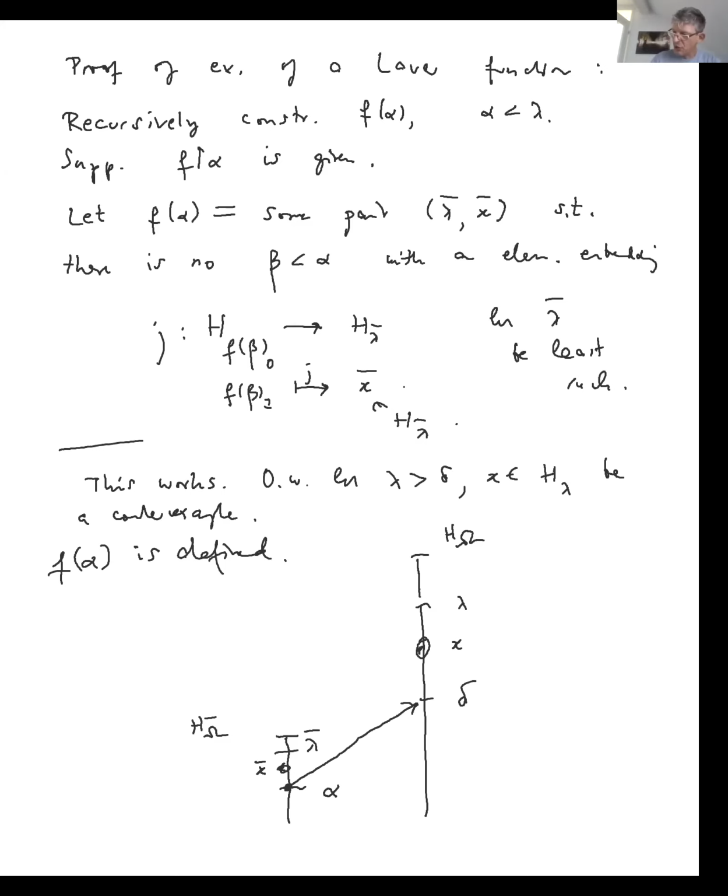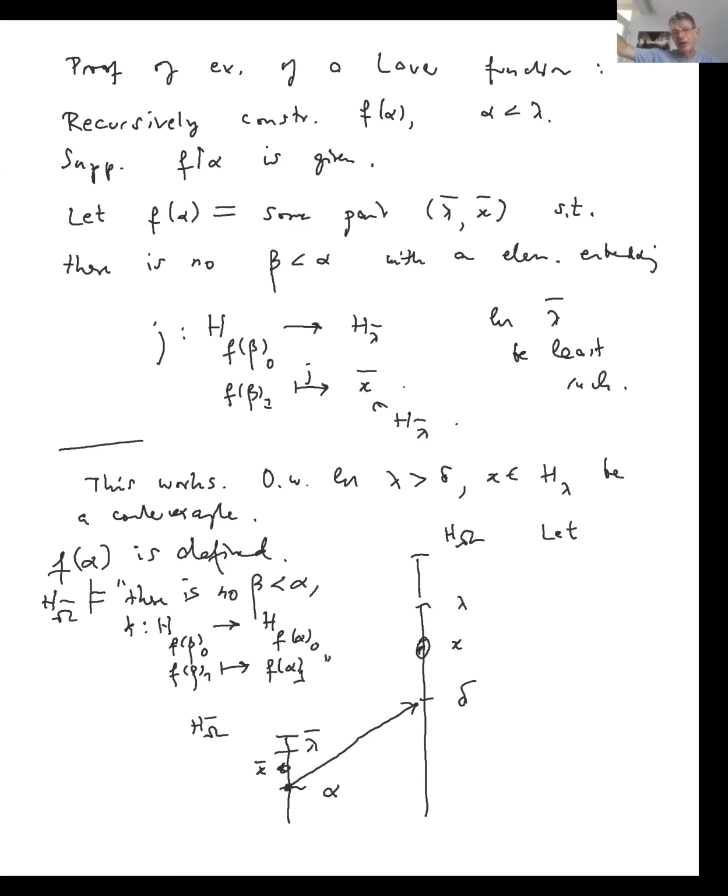Okay, it is defined. So we have the following. What does that mean now? h sub capital omega bar thinks that there is no beta less than alpha together with an elementary embedding k from h sub f beta 0 into h sub f alpha 0, which maps f beta 1 to f alpha 1 with the usual properties. And then you shift everything upstairs and you get a contradiction.